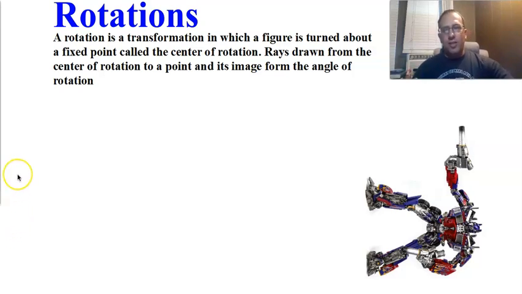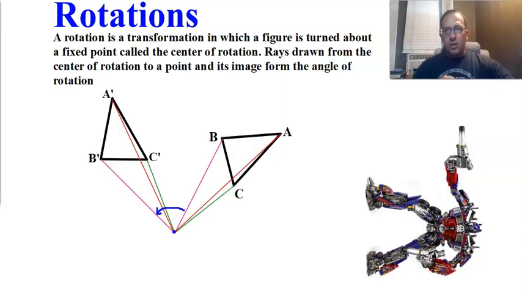It is a transformation in which a figure is turned about a fixed point called the center of rotation, and it draws rays from the center of rotation to a point to form the angle of rotation.